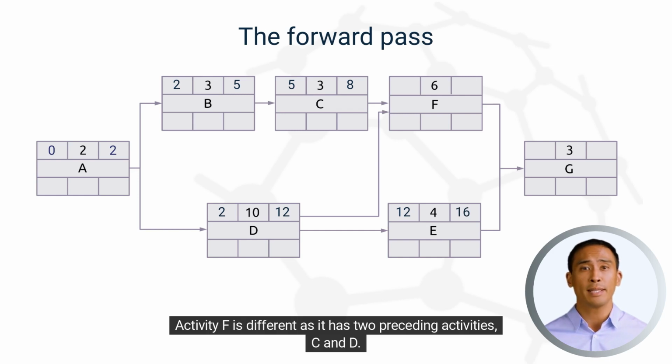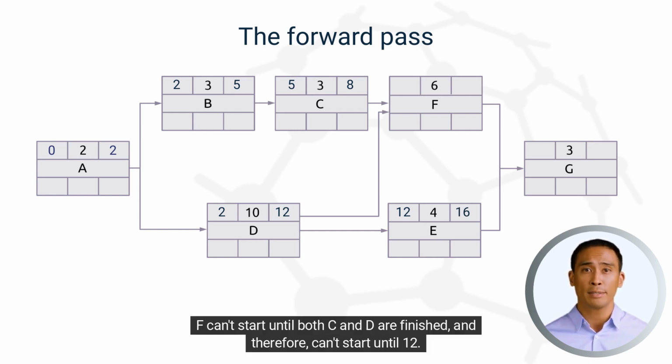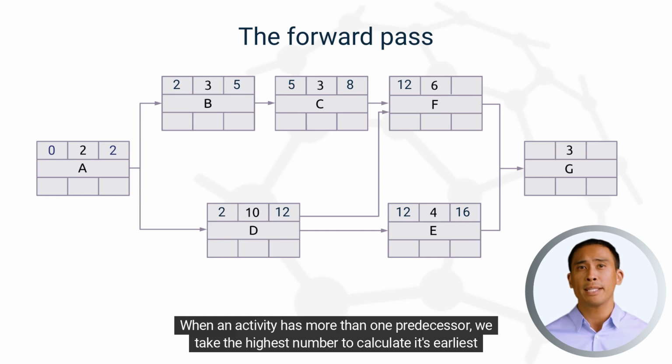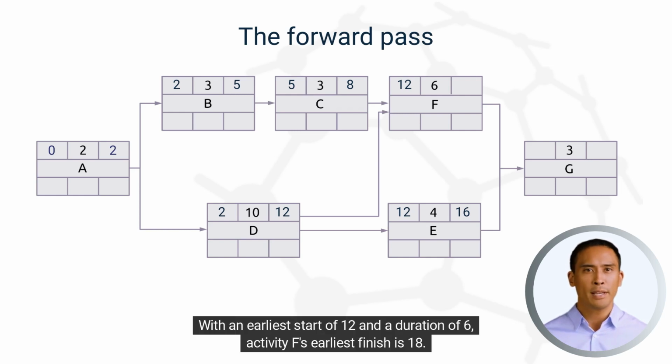Activity F is different as it has 2 preceding activities, C and D. C can't finish until 8, and D can't finish until 12. F can't start until both C and D are finished, and therefore, can't start until 12. When an activity has more than one predecessor, we take the highest number to calculate its earliest start. With an earliest start of 12 and a duration of 6, activity F's earliest finish is 18.